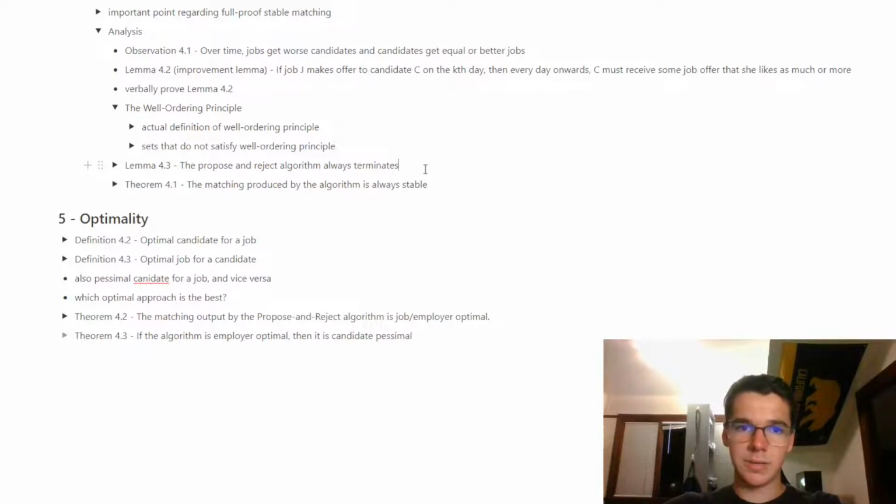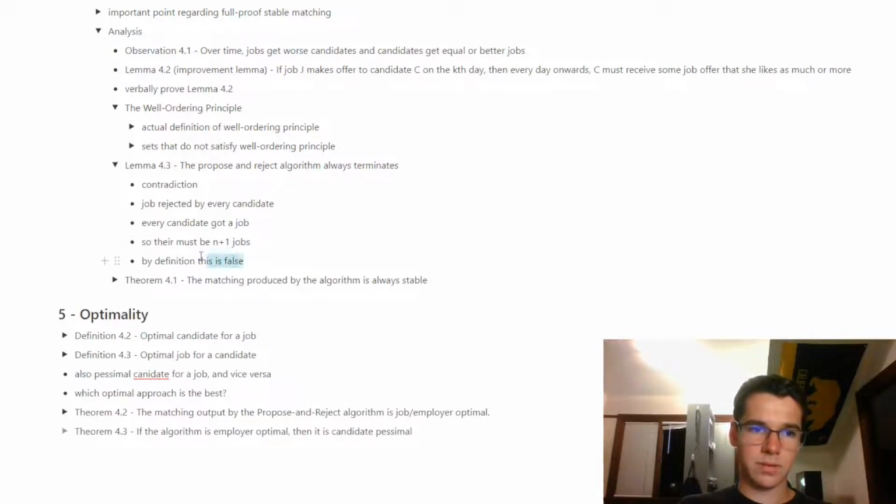And we know that can't be the case, because if n jobs made n proposals, then n candidates must have been proposed to at least once, and there must be an equal number of jobs and candidates. So by contradiction, we find that the algorithm must always terminate.